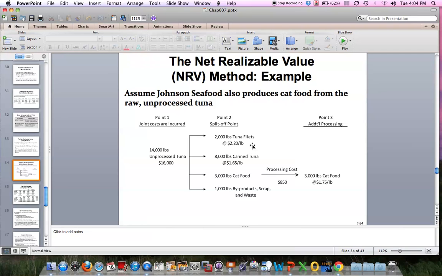Okay, and so we've identified the fact that the tuna fillets at split off can be valued at $2.20 a pound. The canned tuna at split off is worth $1.65 a pound. But the cat food requires additional processing before it can be packaged and sold to a pet food distributor. At 3,000 pounds worth of cat food quality tuna, it needs to be processed a little bit further. In the book, they talk about adding some minerals to it and so on, and making it fit for cat consumption. And we're going to sell it to a pet food supplier at $1.75 a pound. So that's kind of the extra step that the other two methods did not have.